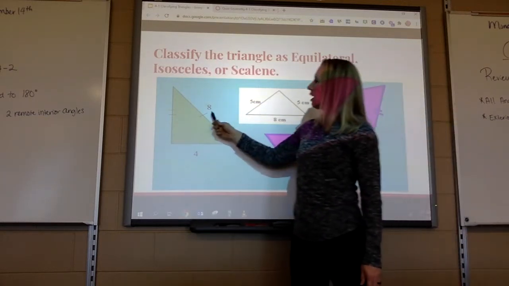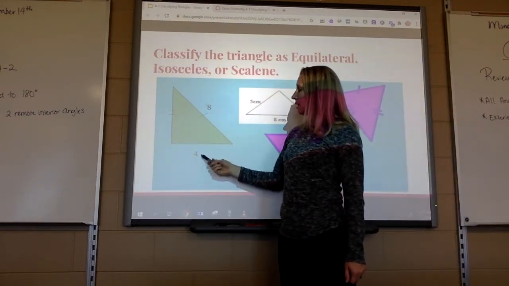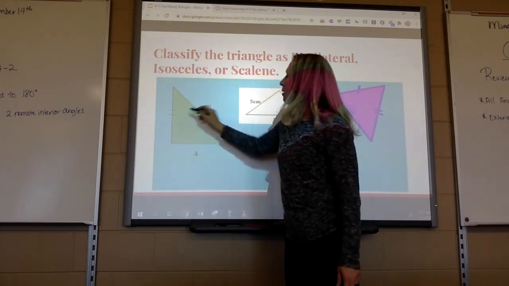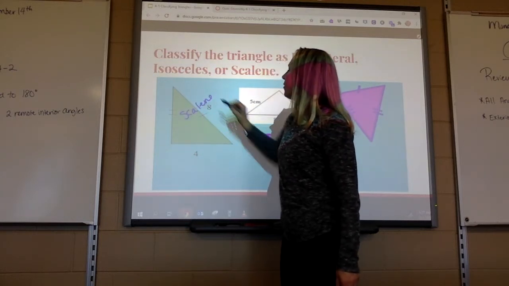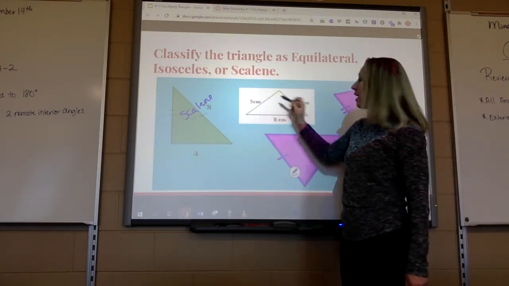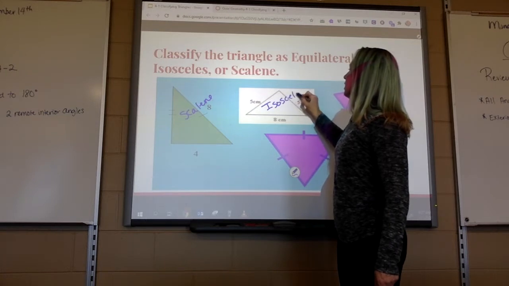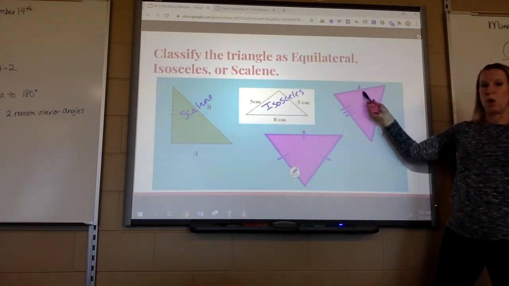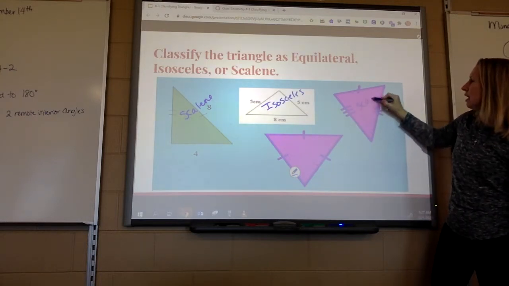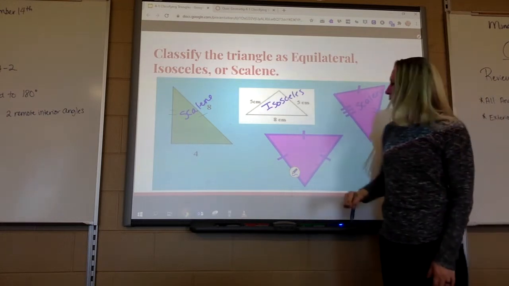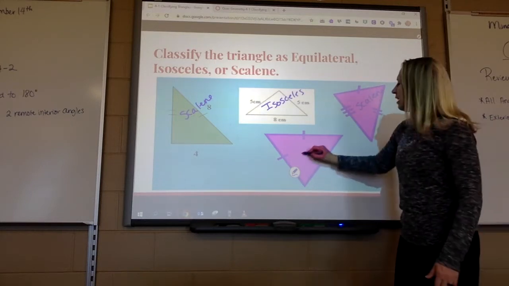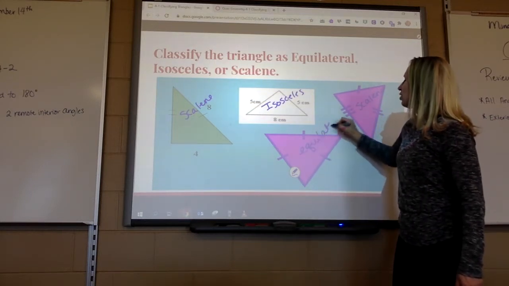So this one, this side has 1 slash and it's 8. This just says 4, and that has 2 slashes. So that wouldn't equal any of them, so that would be scalene. This one is a 5, 5, and 8, so since 2 of the sides are the same, isosceles. This one has 1 slash, 2 slashes, and 3 slashes, which would be scalene. No sides are equal. And then this is 1 slash, 1 slash, 1 slash, so since they're all equal, it's equilateral.